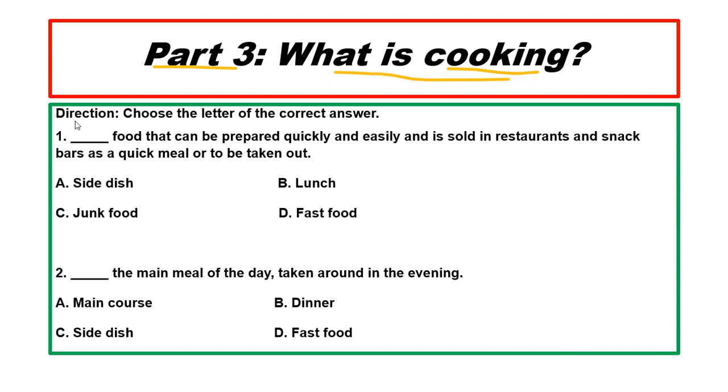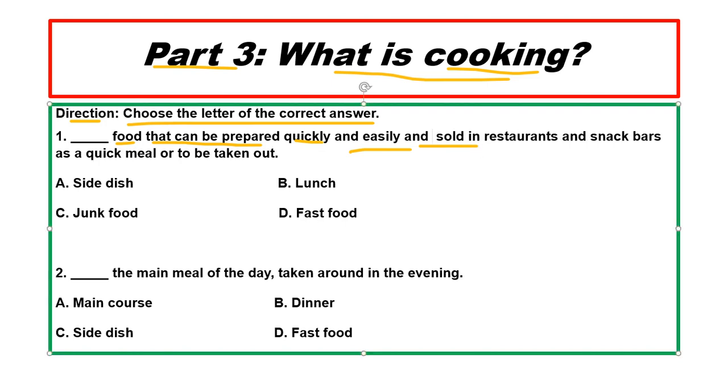Okay, so again, direction, okay, instruction or guide. Choose the letter of the correct answer. So again, you must pick the correct letter or the right answer. Okay, blank: food that can be prepared quickly and easily and is sold in restaurants and snack bars as a quick meal or to be taken out.